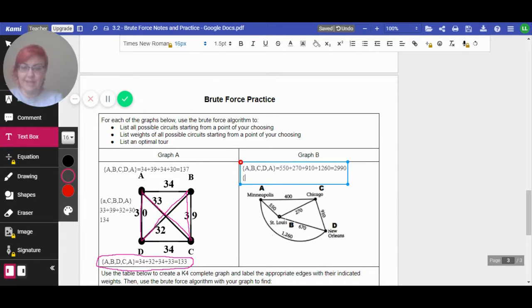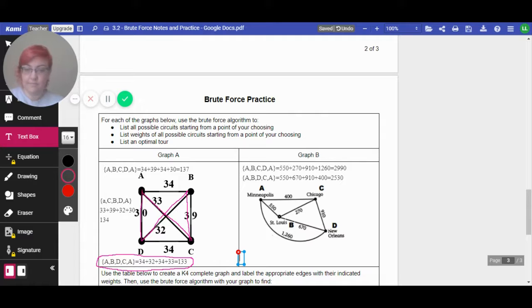All right, next, A, B, D, C, A. AB is still 550. B to D is 670. D to C is 910. And C to A is 400. Going to add those together, and I get 2,530 as my weight for that circuit.